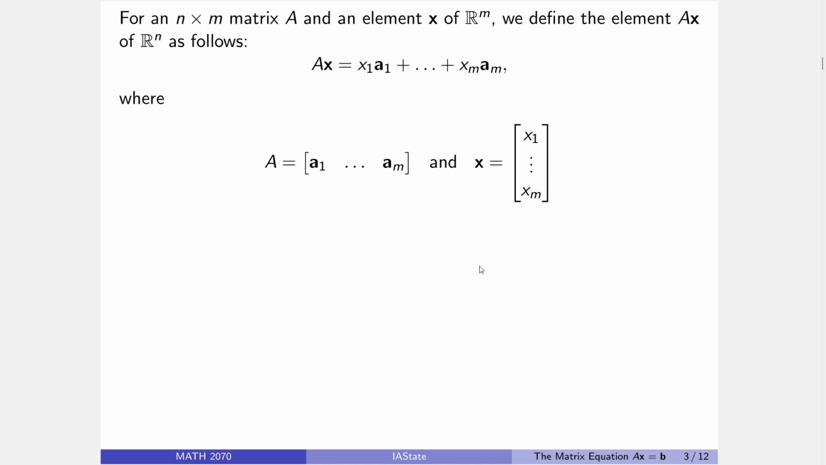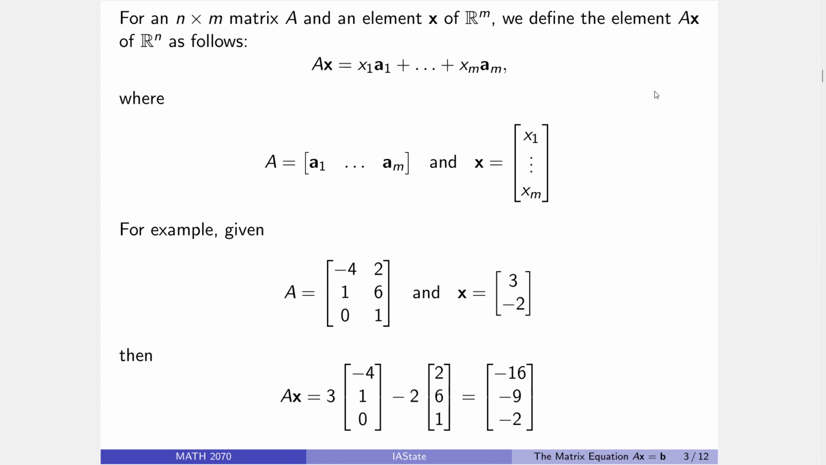Now, given an n by m matrix, I can take an element of Rm, and I'll define A times x to be the linear combination of the columns of A with the entries of x as the scalars. So here we see A times x is this linear combination of the vectors corresponding to the columns of the matrix, and the scalars being the entries of the vector x. Hey! Linear combination of vectors. We've seen that every system can be written as a linear combination of vectors. Oh boy, it's all coming together.